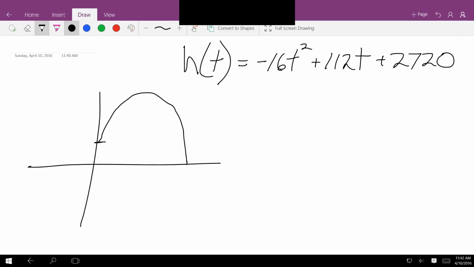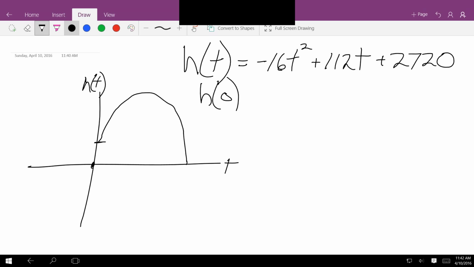Would it be the 2720? Yeah, it's h of 0, right? In other words, time 0 is right there. This is the t scale. This is the h of t, height. So when time is 0, which is when the rocket is fired, you zero out both of those terms and it's always the constant.